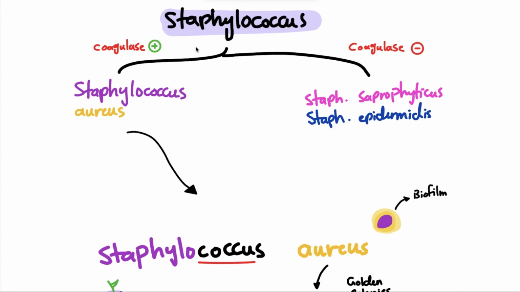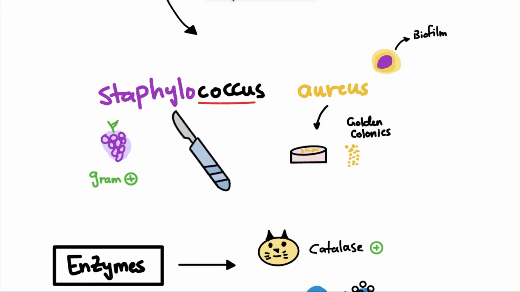Now, first of all, when we talk about Staphylococcus, we have to keep in mind that we have two different categories. One is Staph aureus, our main focus of this lecture, and others including Staph saprophyticus and Staph epidermidis. And how do we differentiate between these? We look at coagulase. Coagulase is an enzyme that is produced by Staphylococcus aureus, but not produced in saprophyticus or epidermidis. Now let's take a deeper dive into Staph aureus and what it actually means.